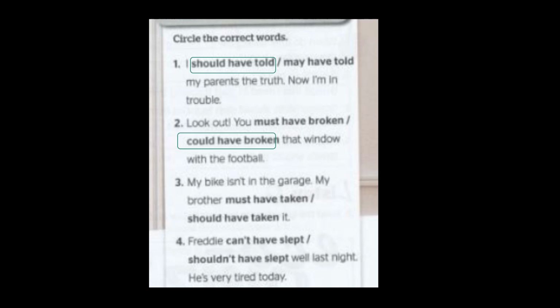Now let's look at number 3 and tell me what's the answer. My bike isn't in the garage. My brother must have taken it or my brother should have taken it. Which one is the answer for this sentence? Yes, correct. The answer is must have taken. Now let's go to number 4. Freddie can't have slept well. Freddie shouldn't have slept well last night. He's very tired today. Which one? Yes, correct. Freddie can't have slept well last night. He's very tired today.